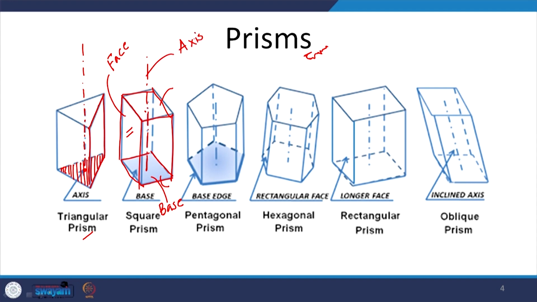So, what do we see here? We have a triangular prism. Now, what does a triangular prism mean? It has a triangular base and it has three rectangular faces because it is a triangular base and an axis.